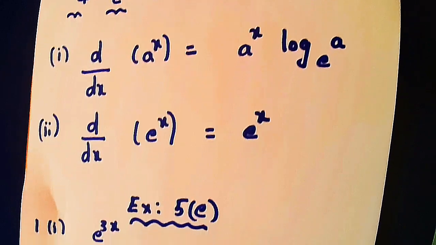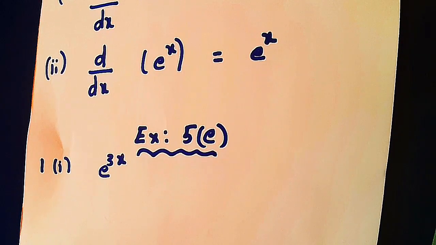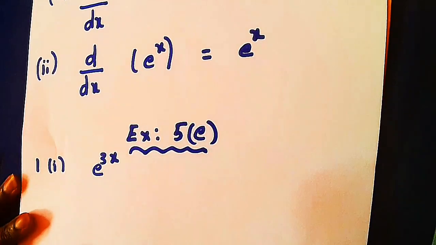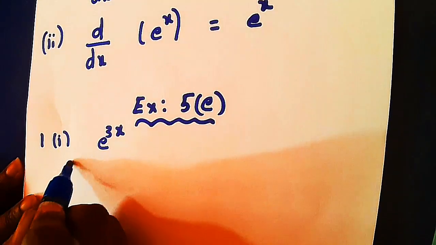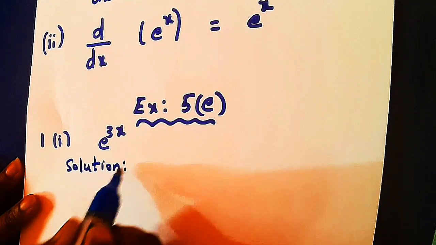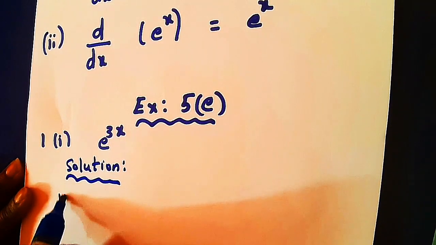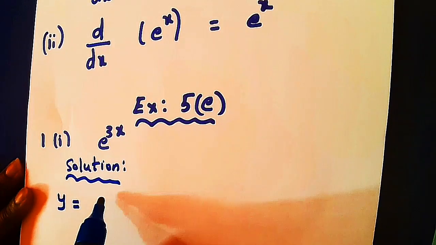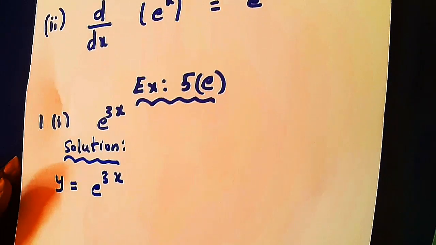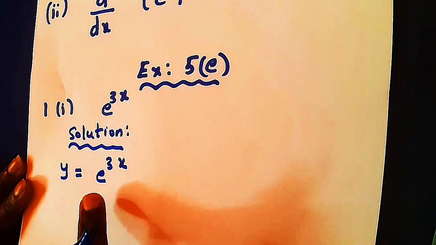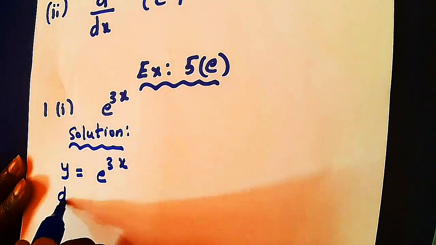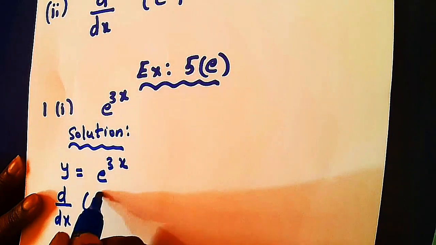You can take page number 527, exercise 5e, and copy the first problem: e to the power 3x, differentiate with respect to x. That is the question. I'll write the solution. First, we will assign y is equal to e to the power 3x. As I told you earlier, you have to understand what form it is and what rule to apply. It is of the form e to the power x.